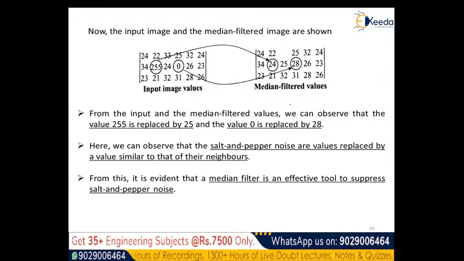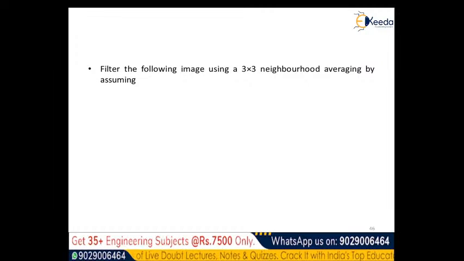In a similar manner, based on spatial filtering, you can come across another question in your examination. Here is the problem statement: filter the following image using a 3 by 3 neighborhood, assuming first a 0 padding and secondly a pixel replication. So this is the question. Now we have to find out the answer, and step by step we shall go for it.